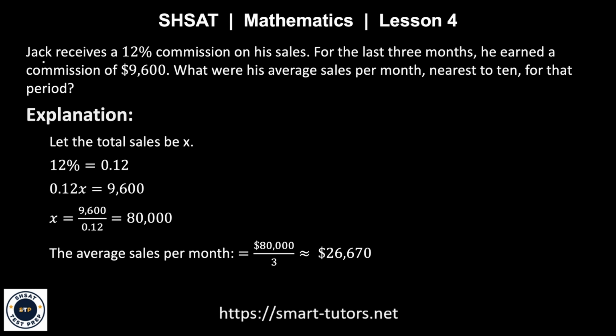Let's do another practice problem on commission. Zach received 12% commission on his sales. For the last 3 months, he earned a commission of $9,600. What were his average sales per month, to the nearest ten? Let's see, a 12% commission is 0.12. So 0.12x equals 9,600, and solving for x gives 80,000. For the average sales per month, you have to divide this 80,000 by 3. That gives you 26,670.